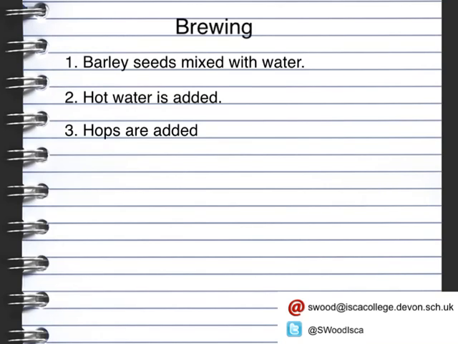Now the hops are added to give flavour. Stage 4, the yeast is added to ferment the sugars into alcohol. And this is done in a warm environment so that the yeast can reproduce and respire. Now you need to remember as well that this is done anaerobically, so with no oxygen.